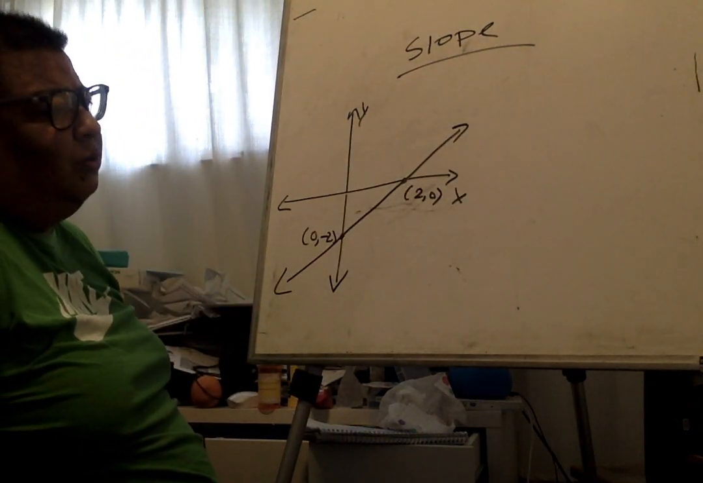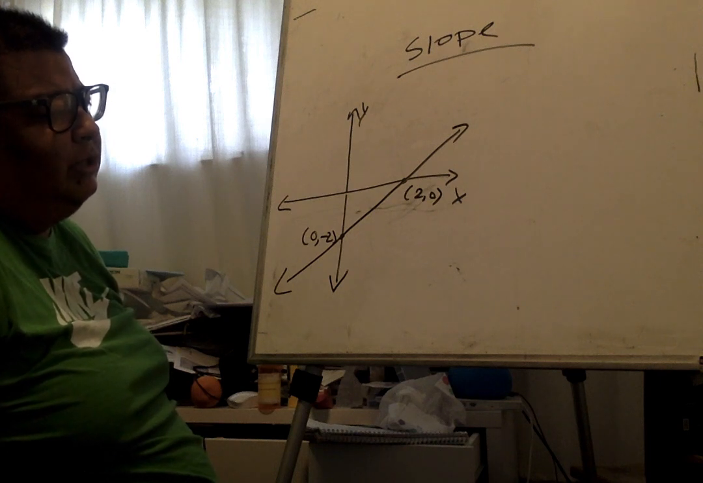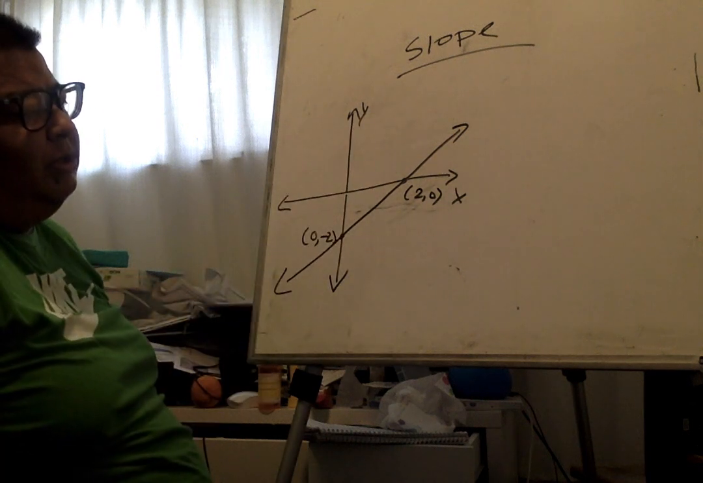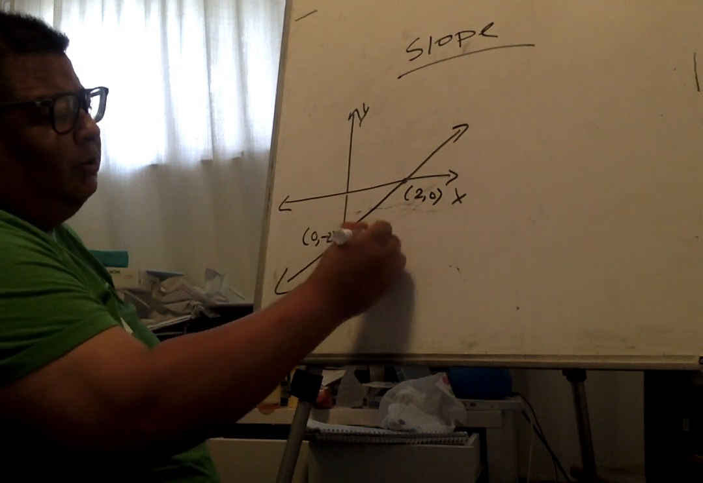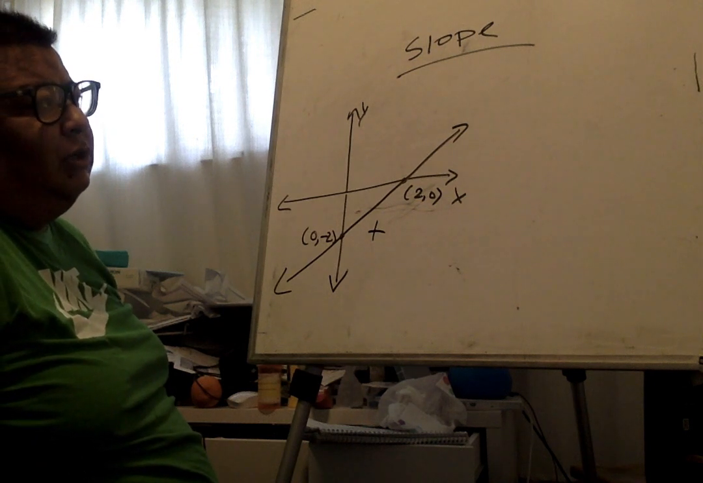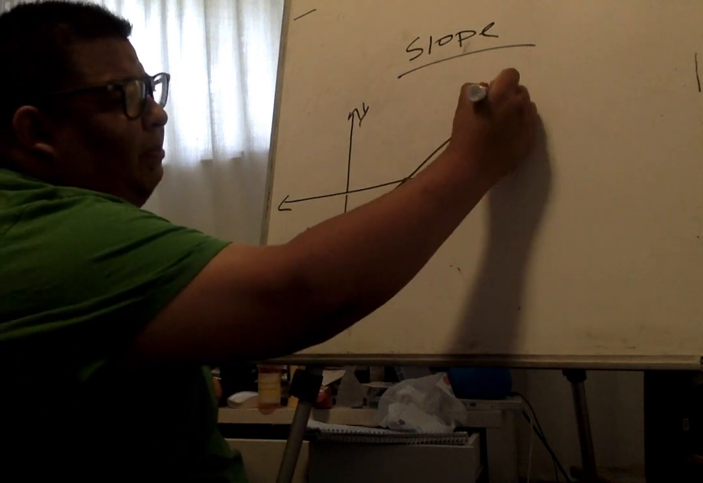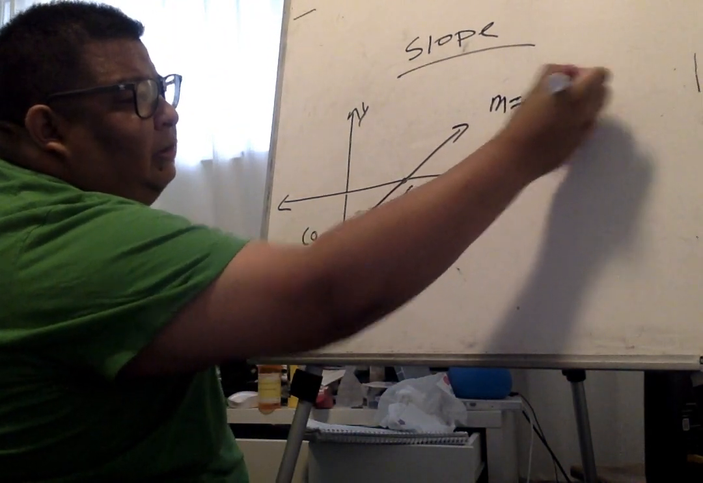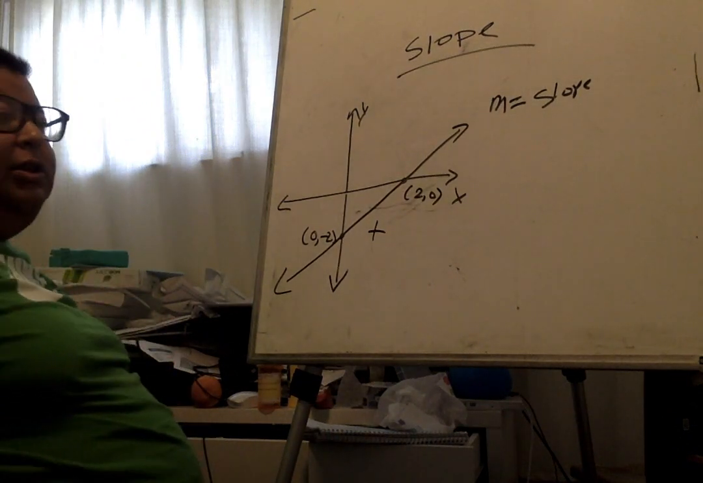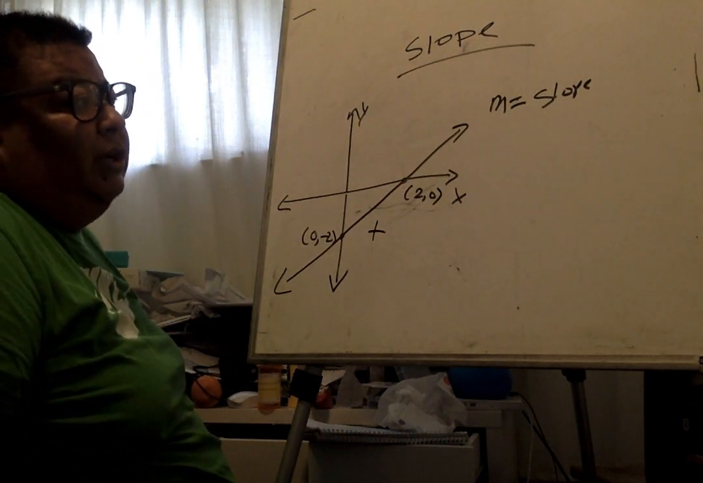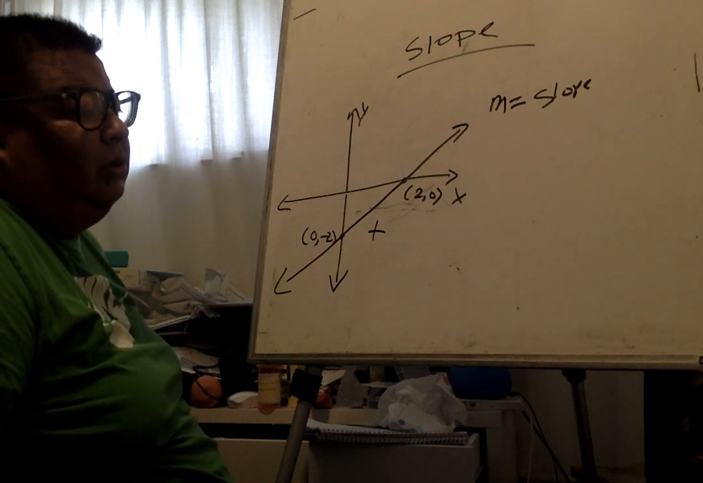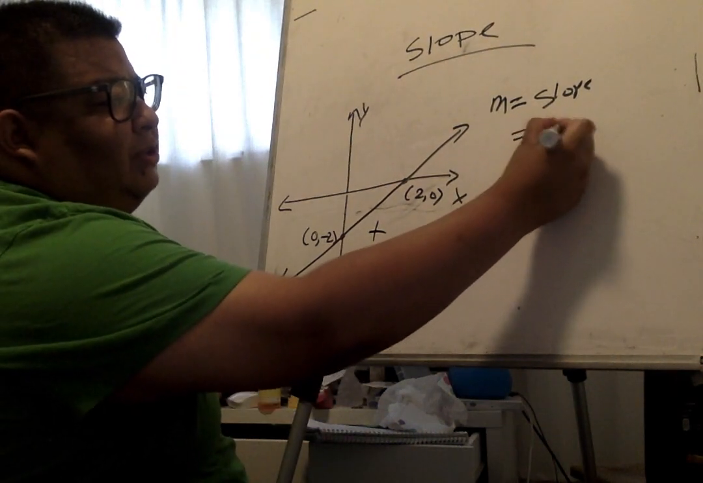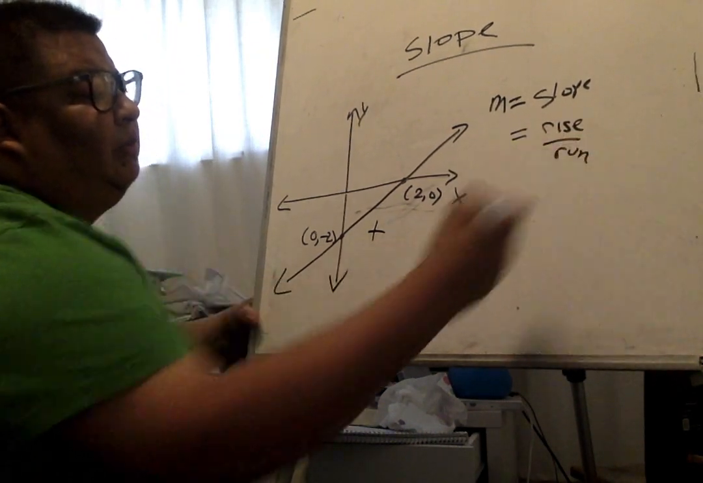Notice, what is the sign of the slope? This line is going up, so that means that the slope is positive. Most textbooks use the letter m for slope. So m equals slope, because it's a measure, so we'll give it a name, m. And graphically, slope is the rise over the run in all cases.